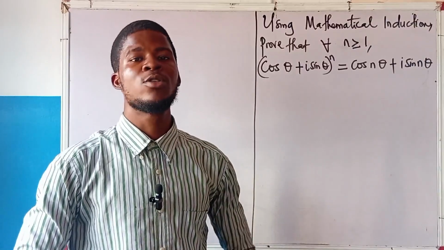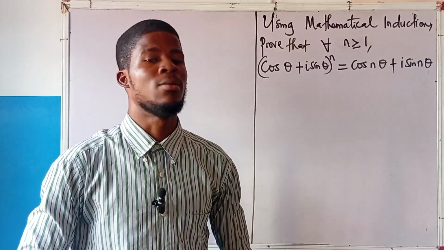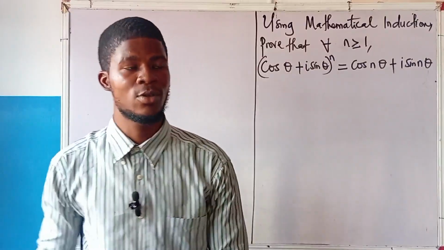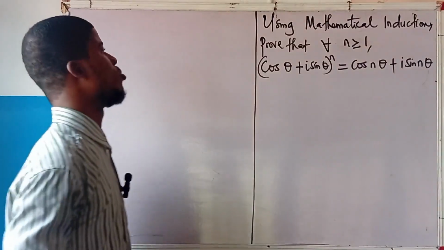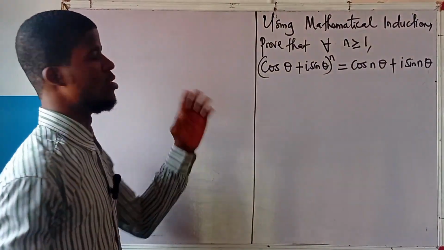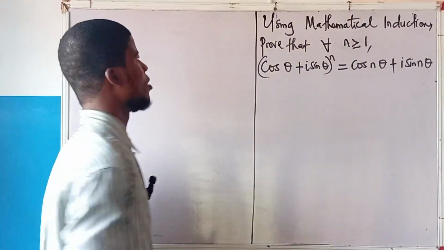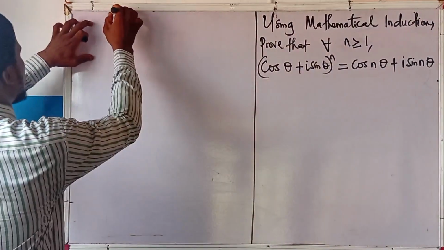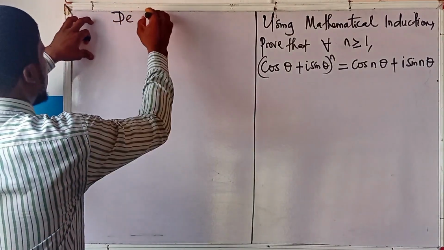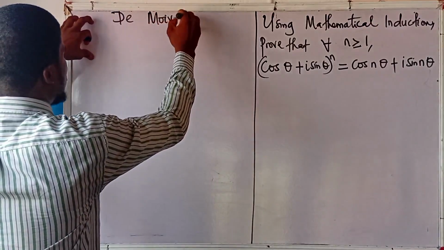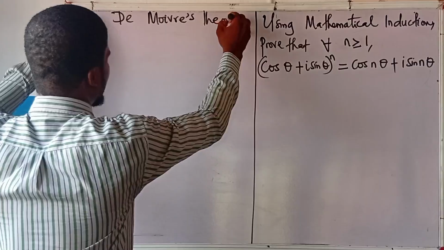Because of the varieties of questions involved in proof by mathematical induction, we have to solve a lot of problems. So I'll be proving De Moivre's theorem. It is a theorem that we use in complex numbers to expand complex numbers in polar form. De Moivre's theorem.